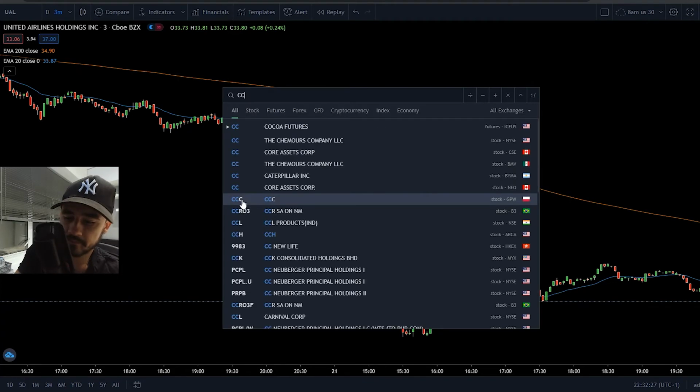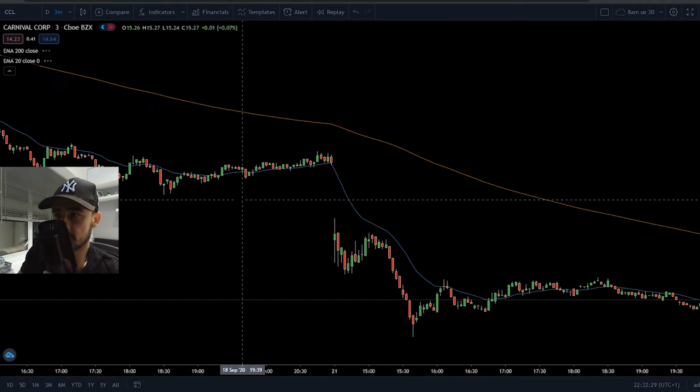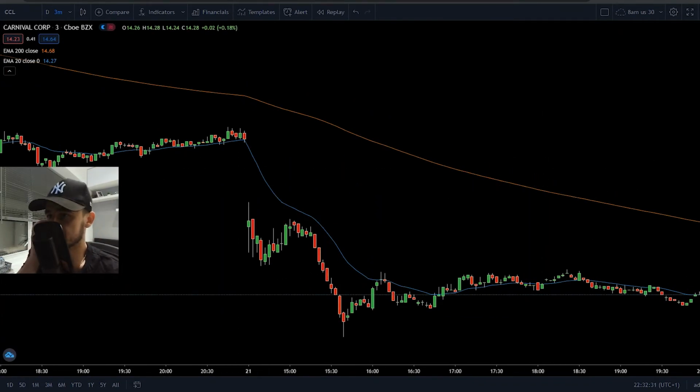Okay, I'll show you another example. CCL, this is another cruise line stock. Same thing, right? It was a bit choppy at the open, as you can see here, but that's fine. Okay, as soon as this low gets taken out, right, there's your drop.